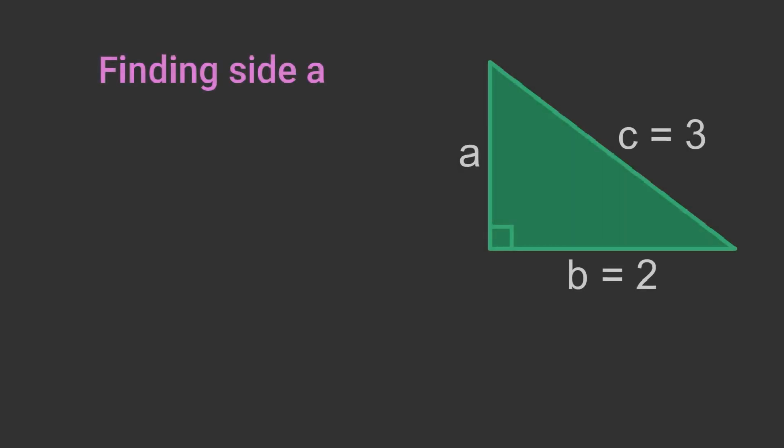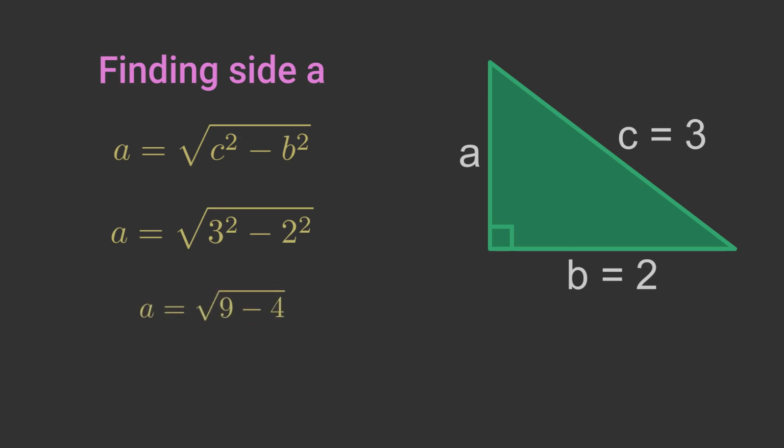In this example, we have a triangle with side B of length 2 and side C of length 3. We would like to find side A. We need to use the formula for A from before. Substituting the values of B and C gives us A equals the square root of 3 squared minus 2 squared. That is the square root of 9 minus 4. So side A is the square root of 5. That is approximately 2.2361. But if we want the exact answer, we need to leave it as a surd, root 5.